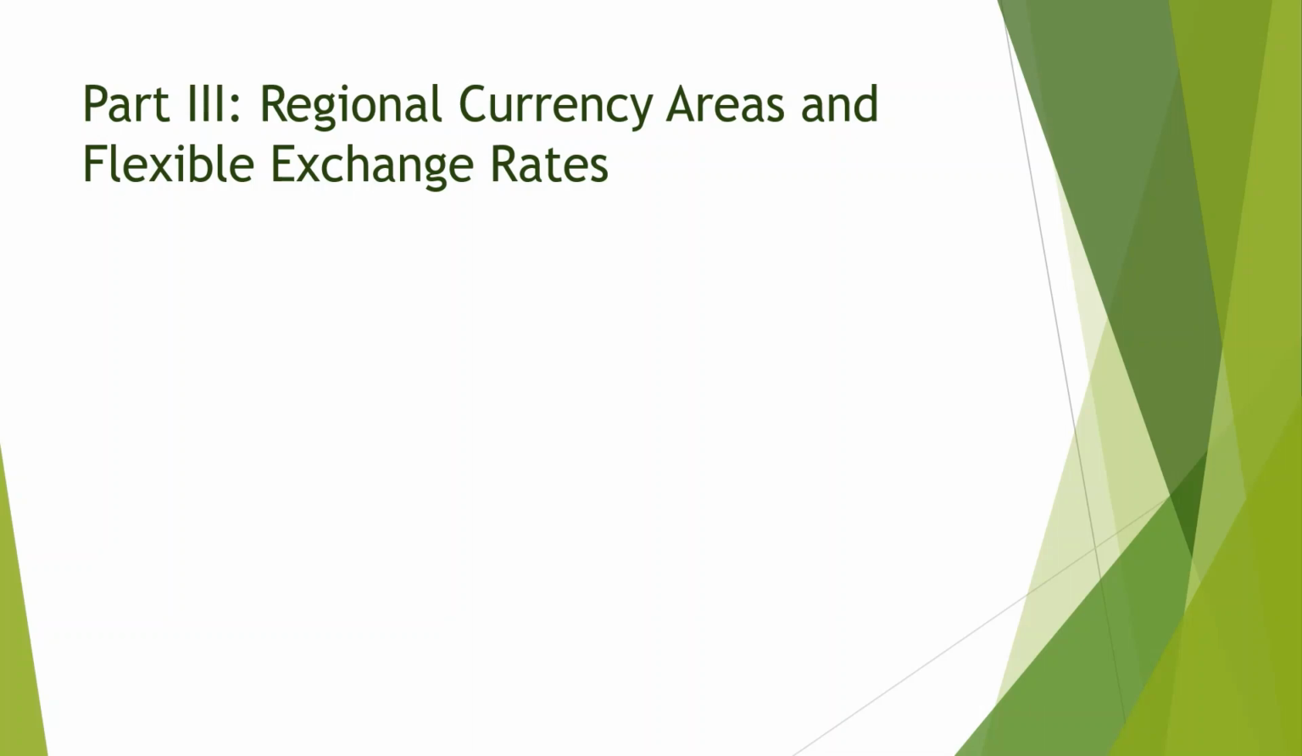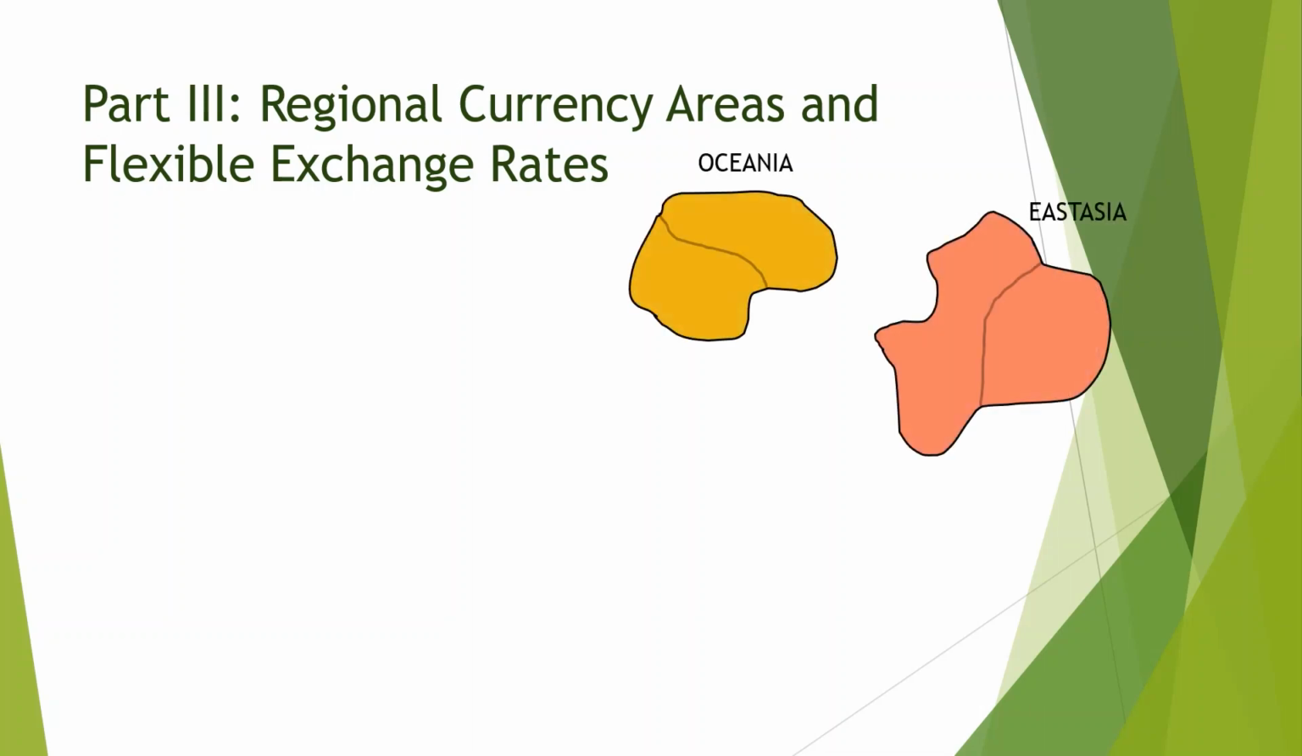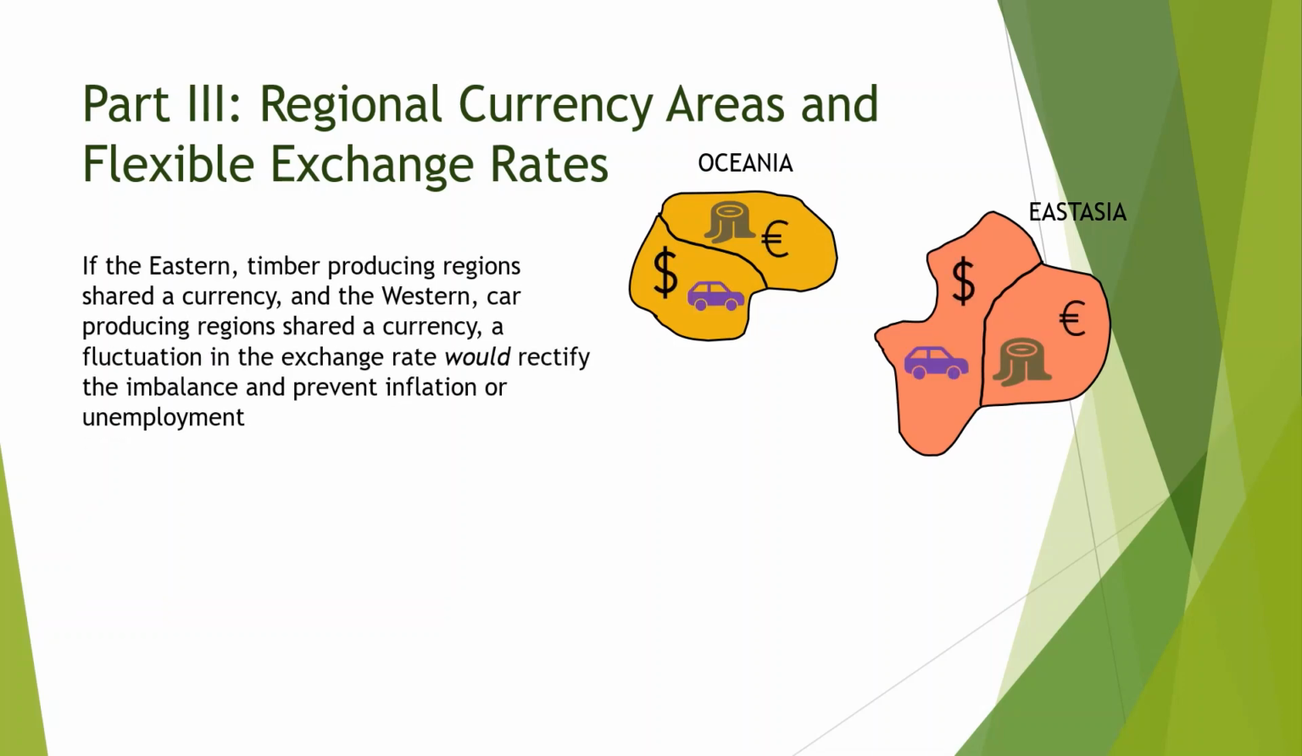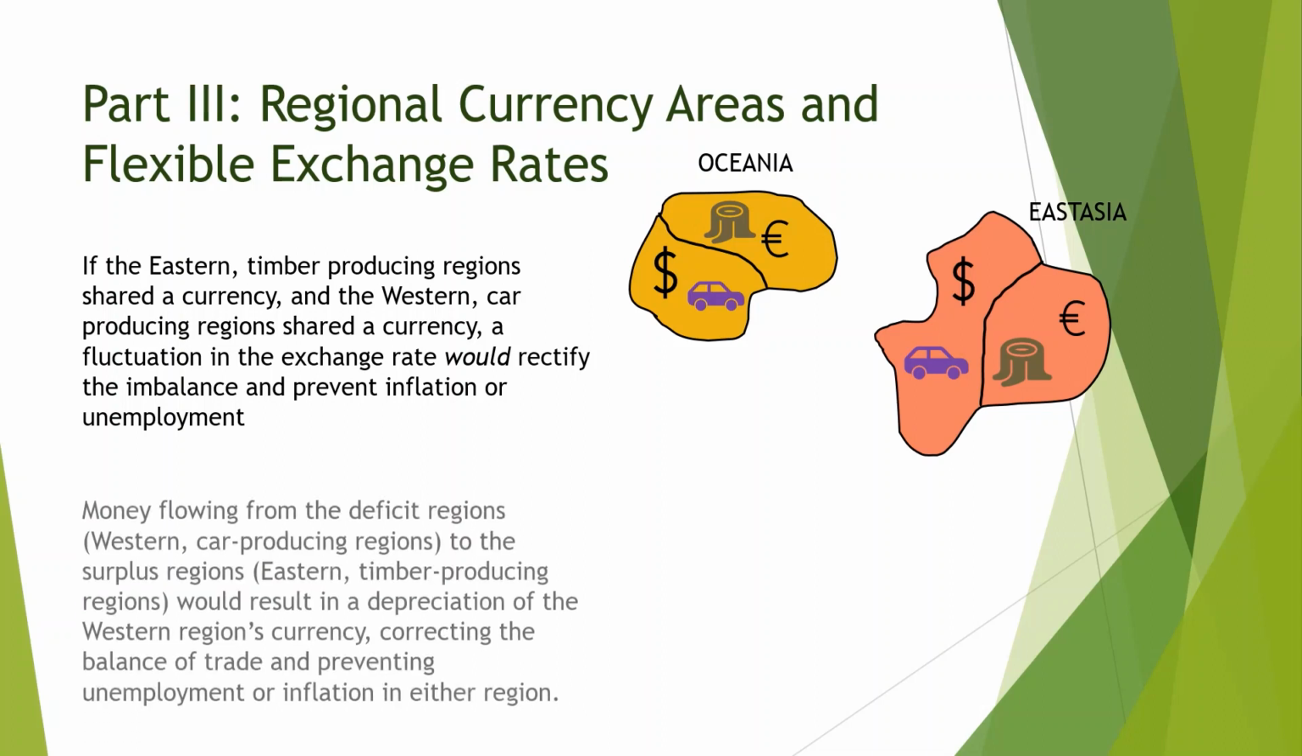Regional economic divergence is the issue rather than the exchange rate system. Now let's imagine we redraw the boundaries of the two currency areas so that the two eastern regions share a currency and the two western regions share a currency. Here, a free-floating exchange rate would rectify the imbalance and prevent inflation or unemployment in either region.